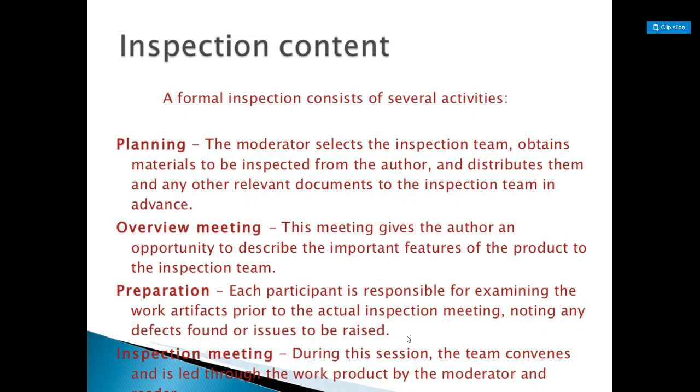So what does this inspection consist of? It has four things. That is planning. Planning is done by the moderator, as I told you. He selects the inspection team, who has to inspect, what they should know and inspect, and what the author has to give. All these things are done by the moderator in the planning stage. He distributes any other relevant documents to the inspection team in advance, and that is the plan, what we are going to do.